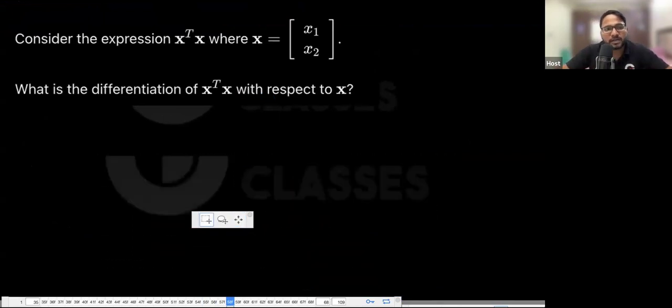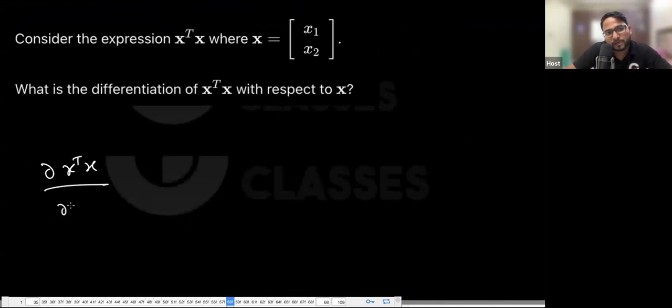So since it is x transpose x, you will be doing something like this, which is actually equal to, let's suppose this is y, or whatever you want to call it. Let's just call it y. Suppose for now I'm just taking two components, you can take more.